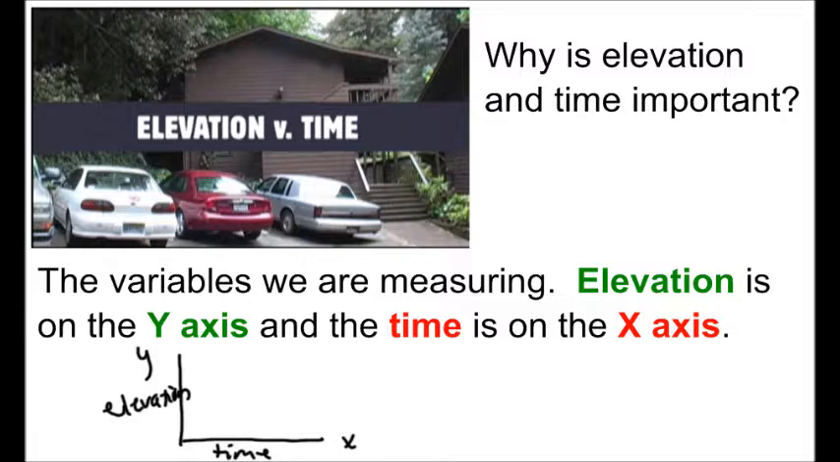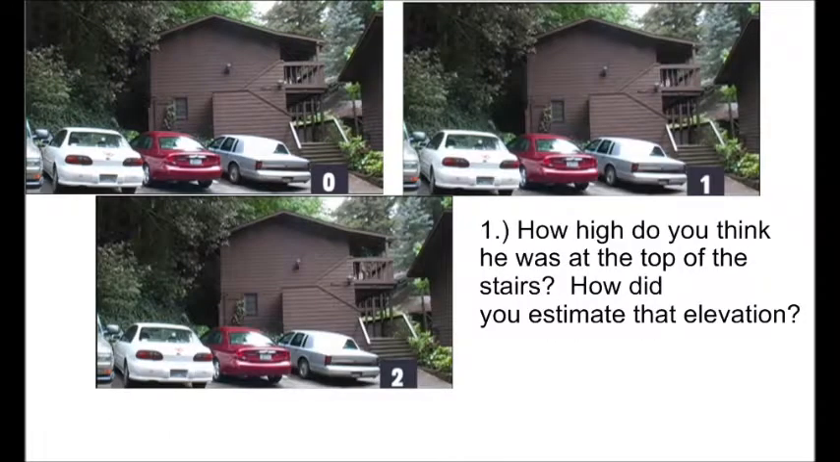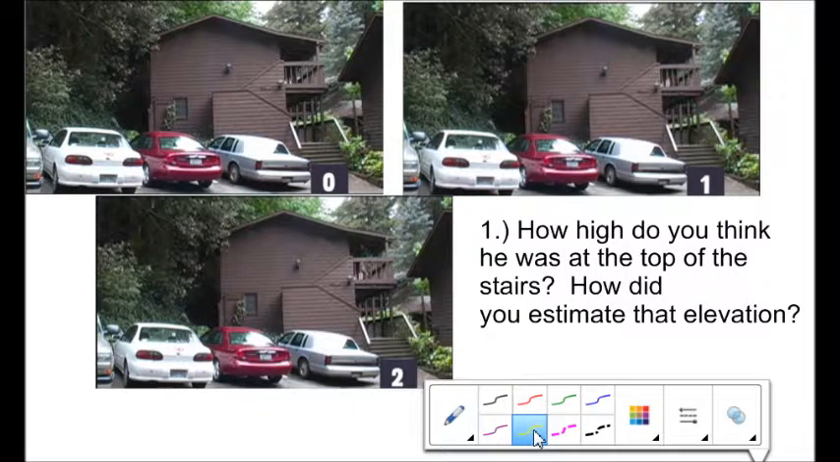Okay, so what we're going to do right now is show you guys each screen, and kind of just show you where the man is, because it might be difficult to see. So that man is standing right back here. He's right here. What's happening now? If you notice, it's 0 second, 1 second, 2 seconds. I want you on your paper right now to graph what would that look like. How high do you think he was at the top of the stairs?